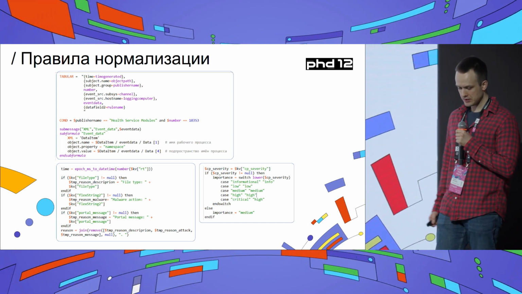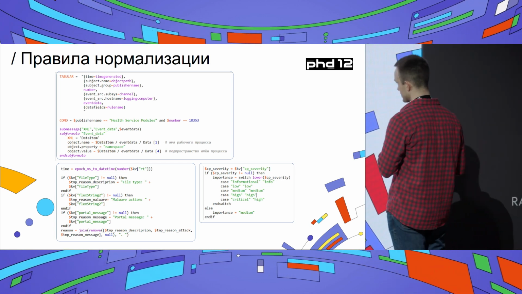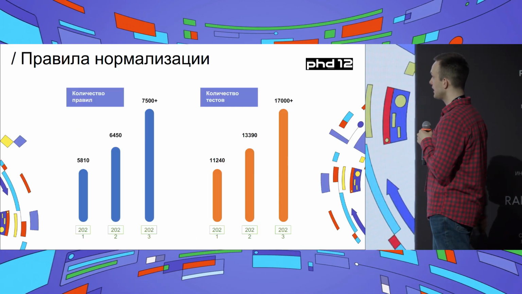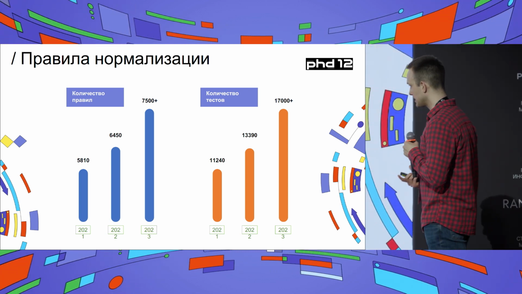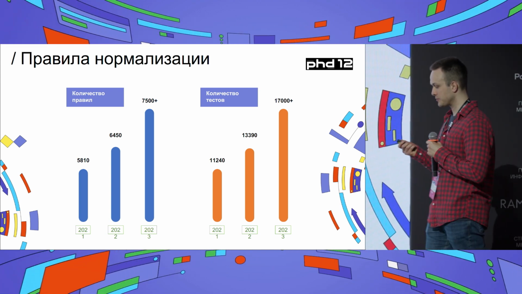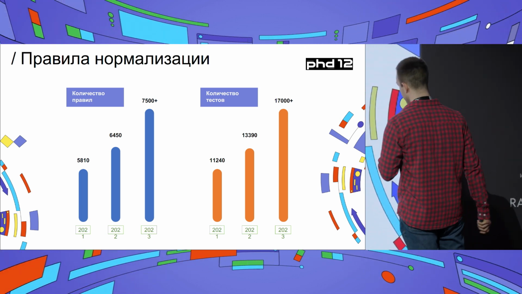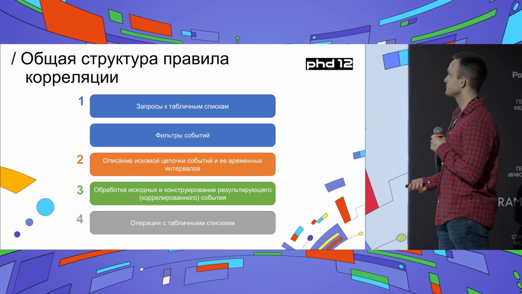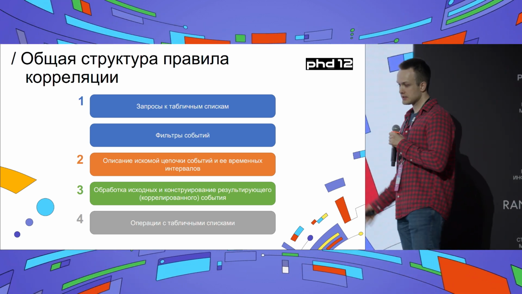And the third example is how you can use the conditional switch case operator to map the various importance levels of the events that the source operates with to the importance metric of our system. And some statistics on how many normalization rules we have in our products. Currently, the number of rules is in excess of 7,500, and this number of rules is covered by more than 17,000 tests. Let us now go to correlation rules.